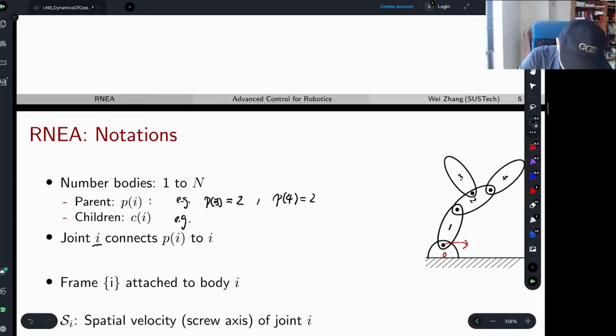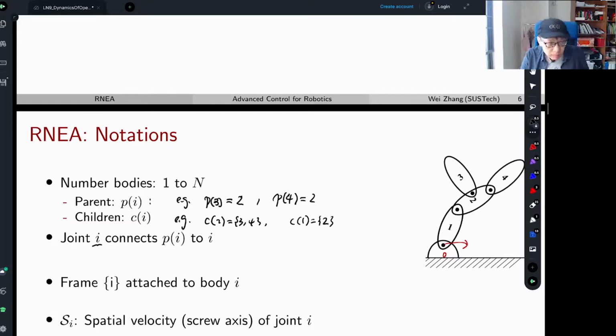But for the children part, let's say the children of 2, it would be just 2 children, right? It has 3, it also has 4. And in the other case, for example, the children of 1 is just 2. It's just one child. Okay, that's the notation.